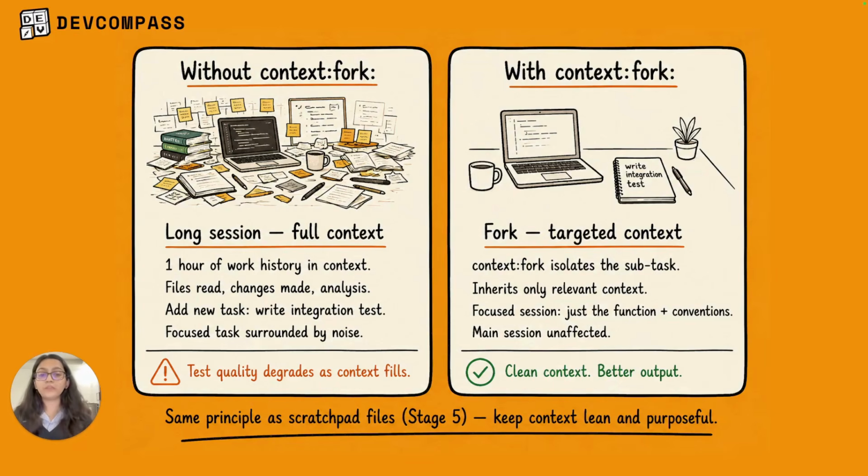So what we will do is context: fork. It lets you start a focused, targeted session that inherits only the relevant context from the main session. Just the function that you're testing, just the relevant conventions, without dragging along the full history. The forked session does the focused task with a clean, tight context. When it's done, the main session is unaffected. It is the same principle as scratchpad files, which will be covered later in stage 5, but you have to keep the context lean and purposeful. This is what we have been emphasizing since the start.